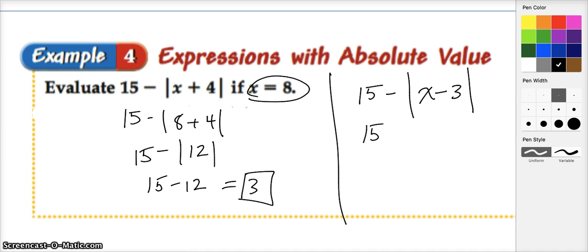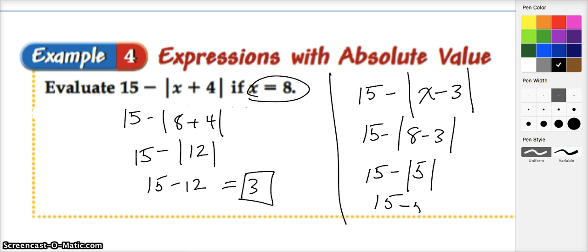So here, 15 minus the absolute value of x minus 3. Now, this is not the problem. I just made this up out of thin air. But I'm going to throw the 8 in here. 8 minus 3 is 5. Now I will make whatever that answer is positive. You with me? I hope you are. And so the absolute value of positive 5 is 5, and therefore 15 minus 5 is what we get, which is 10.